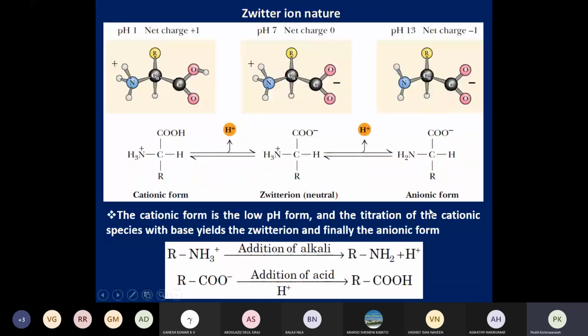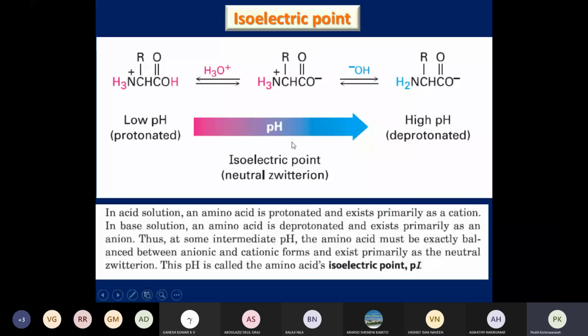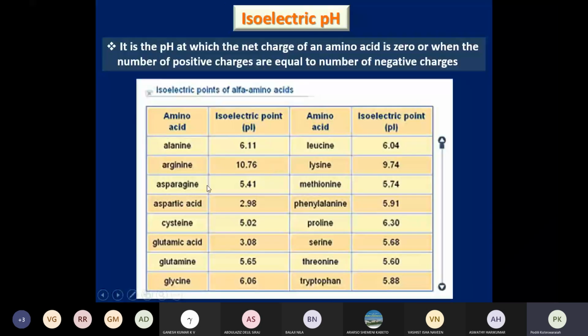And as I already said, this amino acid can release the proton and can also accept the proton. That's why they act as acids and bases. And the isoelectric point is the pH at which the amino acid has a net zero charge. Different amino acids have different pH values. You can see here. But the point you need to remember is that for basic amino acids, the pH value lies on the basic side, whereas for acidic amino acids, you can see aspartic acid, the pH value lies on the acidic side. And for the neutral amino acids, the pH value is almost close to between 5.5 and 7.